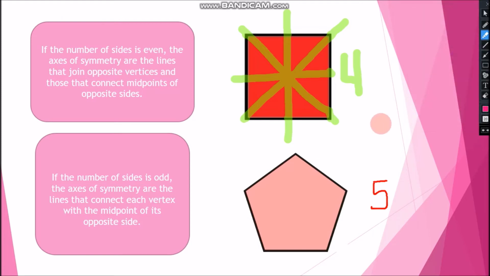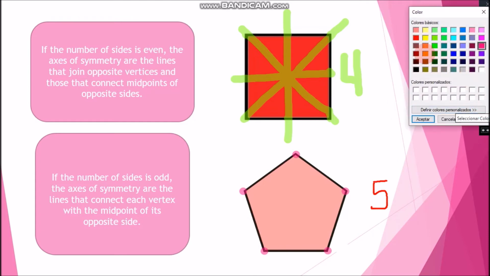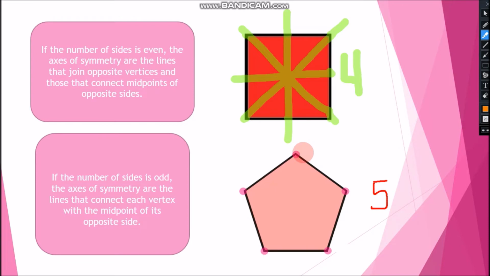Entonces, lo primero que voy a hacer es que voy a identificar los vértices de mi figura. I have 5 vertices. Tengo 5 vértices. Y también voy a identificar los puntos medios de cada uno de los lados de mi figura, es decir, el punto medio de este lado, el punto medio de este lado, el punto medio de este lado, el punto medio de este lado y el punto medio de este lado.